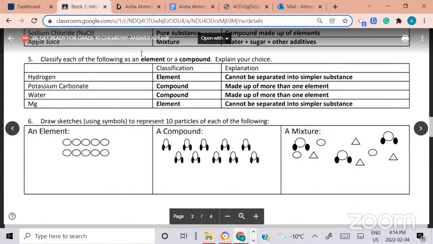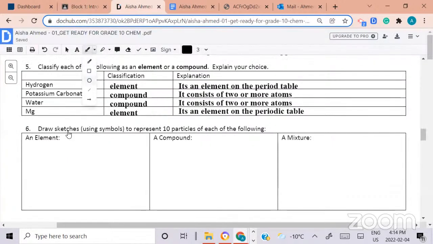Right? You draw 10 circles. Why 10? Because it says to represent 10 particles of each of the following. So why circles? Basically you can also do triangles if you want, but the main thing is that all of them are from the same element, right? When we're using one shape, we're representing one element. 2, 3, 4, 5, 6, 7, 8, 9, 10.